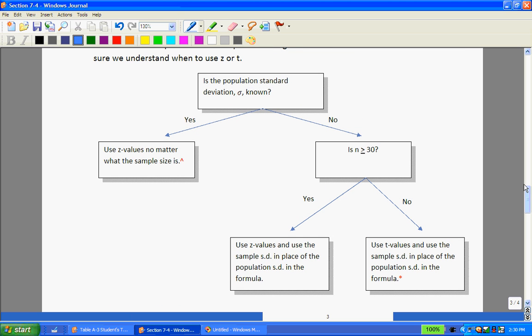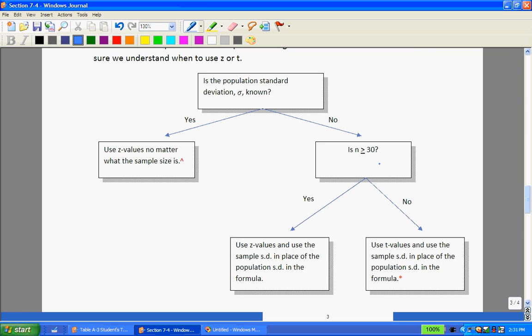So let's say you ask yourself whether the population standard deviation is known, and it's not. It's stated that the population standard deviation is unknown. Well, then you have to ask yourself a second question. Is the sample size equal to or larger than 30? If it is, then go ahead and use a z-value. So basically what this is saying is if the sample is sufficiently large, so more than 30, then you can use a z-value even if you don't know the population standard deviation.